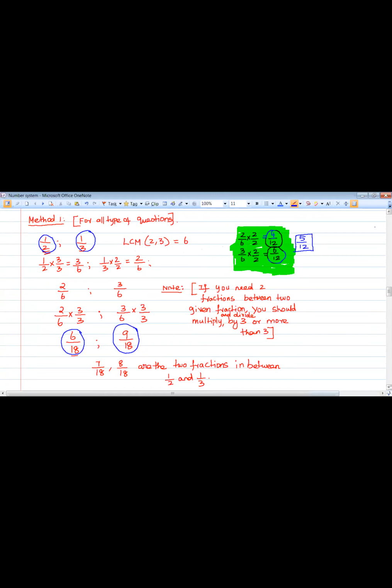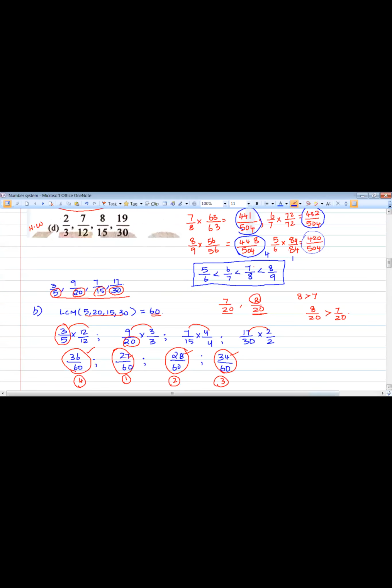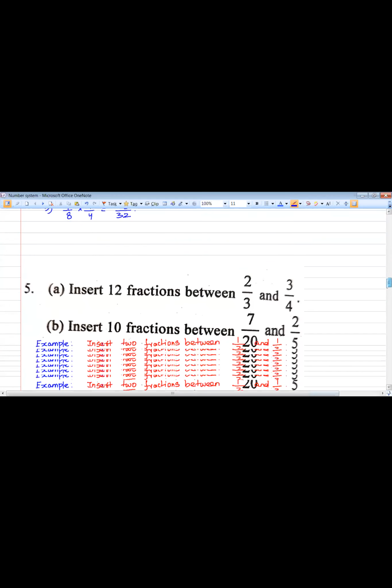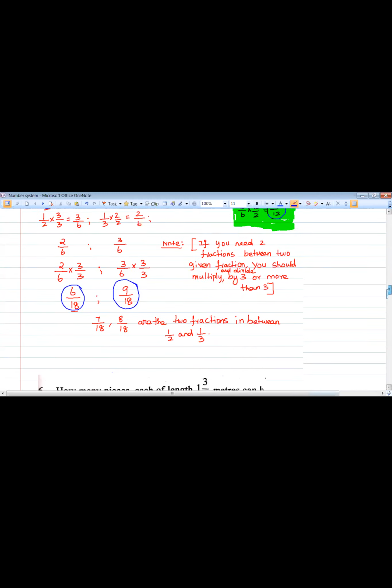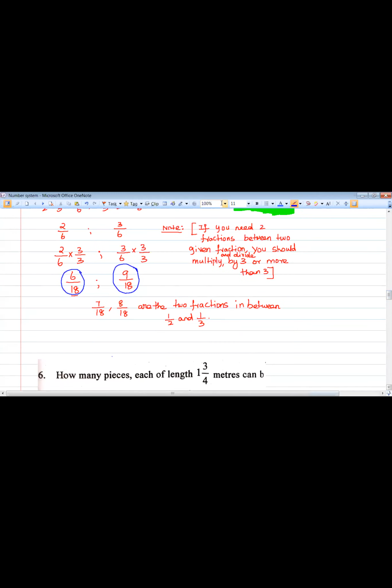So now let's discuss the next question. Pay your attention. Very, very simple method. Pay your attention, everyone. Which is the simple method to find out the answer? Simple method.